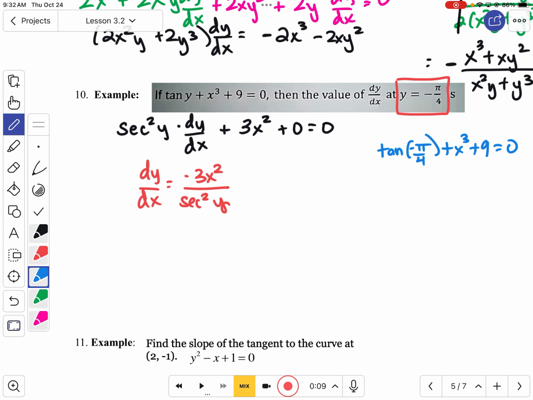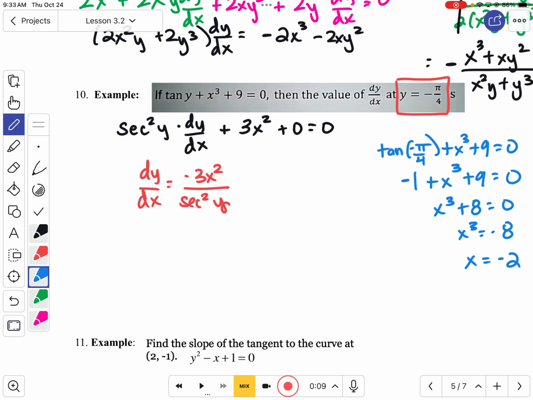Now, negative pi over 4 is down here in the fourth quadrant. Nice thing about pi over 4, square root of 2 over square root of 2, right? So if I'm doing tangent, sine over cosine, what's it going to give me? Negative 1. So negative 1 plus x cubed plus 9 equals 0, or x cubed plus 8 equals 0, or x cubed equals negative 8, or x is what? Negative 2. So you had to find the x and the y. I thought you couldn't take a root of a negative. You can't take a square root of a negative. Oh. But a cube root you can.